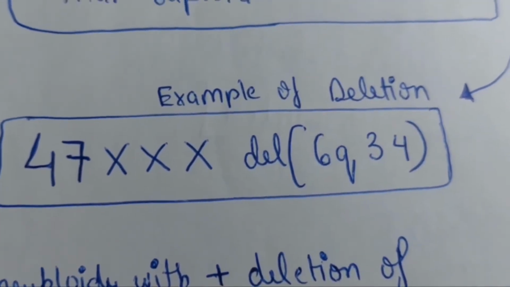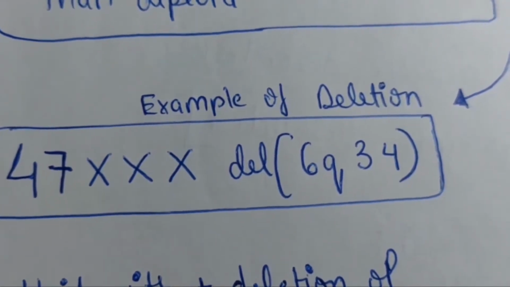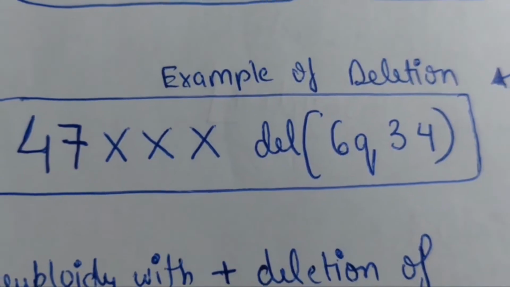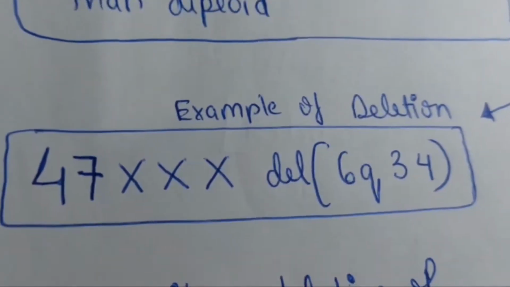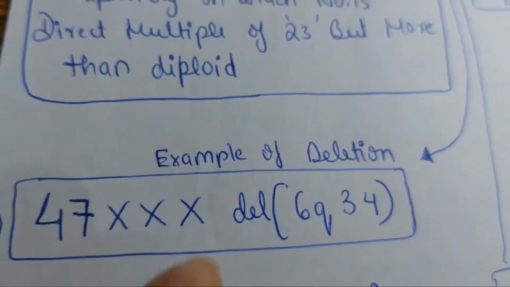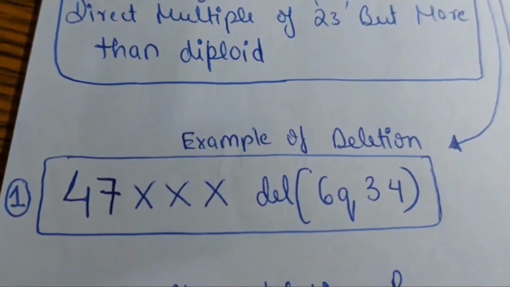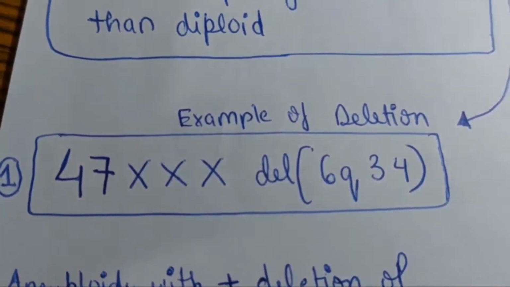Here it is written as 47 triple X del 6Q34. Before we discuss this example, we need to understand the concept of euploidy, aneuploidy and polyploidy. In this example, we can see there is a numerical problem as well as a structural problem. But before that, let us understand the concept of polyploidy, aneuploidy and euploidy.